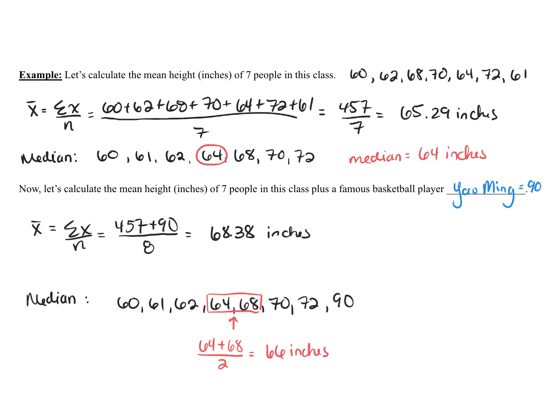Okay, all right, so you can see here that increasing the mean from 65 to 68 is much more significant than increasing the median from 64 to 66 inches. So the mean gets affected by outliers, whether that outlier is a very, very large number or a very, very small number.